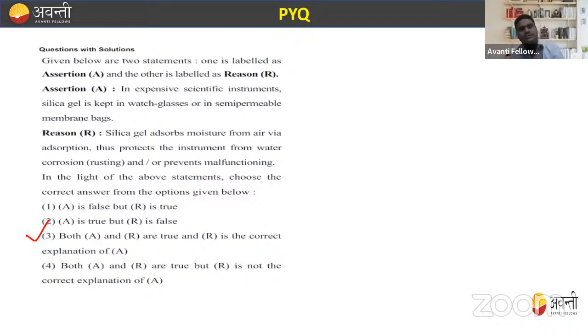And why is this? Because learn this point from here also, because maybe questions will be asked from this topic only, right? Silica gel has an absorbing capacity. So silica gel absorbs moisture from air, thus protecting the instrument from water corrosion, rusting, or malfunctioning. In the light of this, both statements, that is statement A and R, are true, and R is the absolutely correct explanation of A, right? So this is all about it.